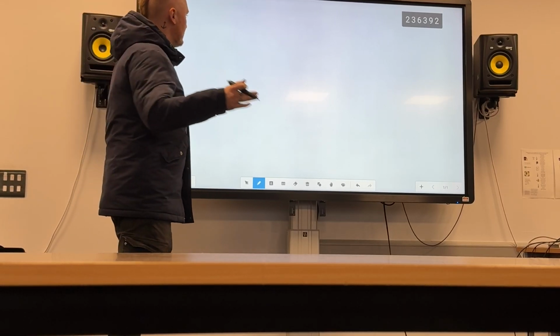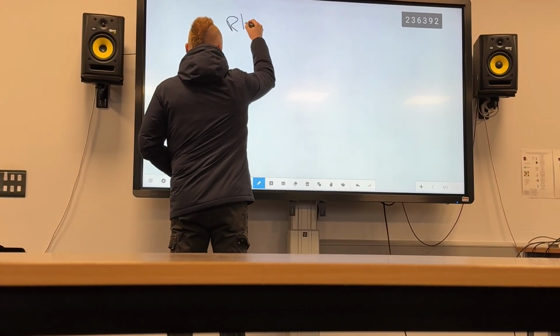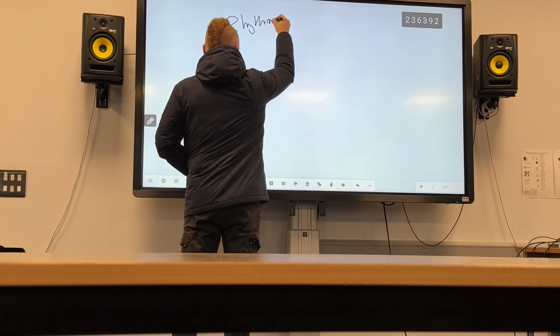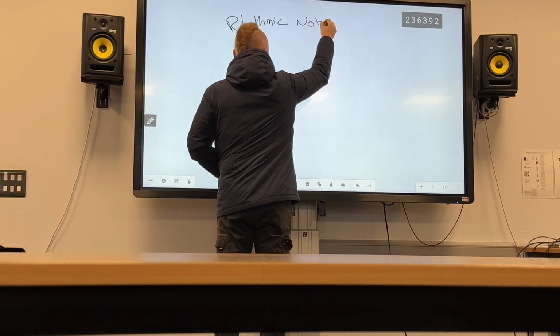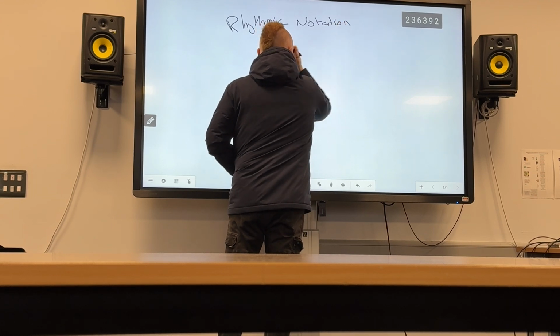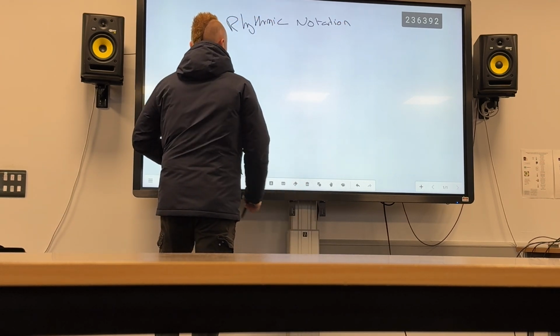Okay, so we're looking at rhythm. So we're going to start by looking at rhythmic notation. Okay, so there are 5 main pieces of rhythmic notation that we look at.